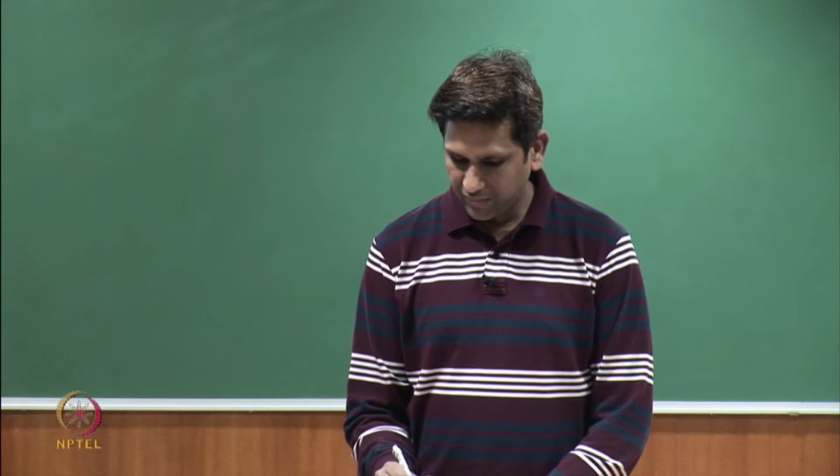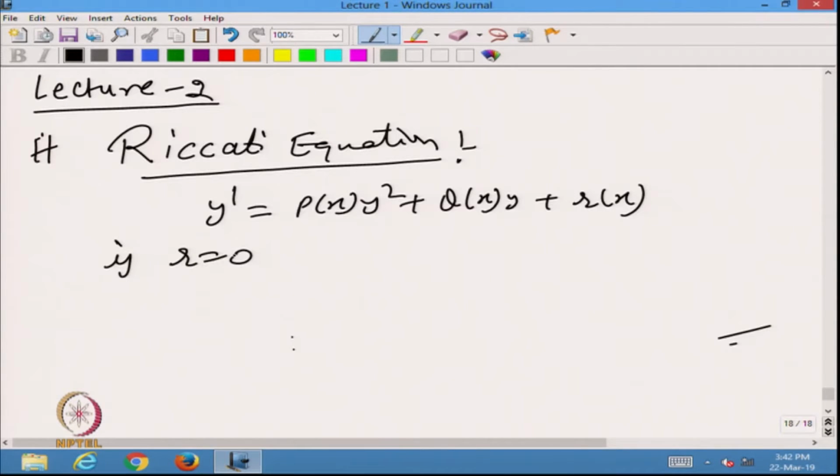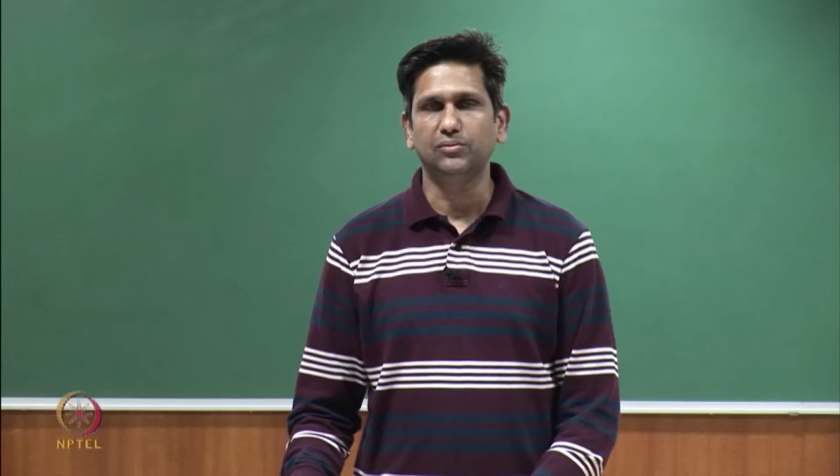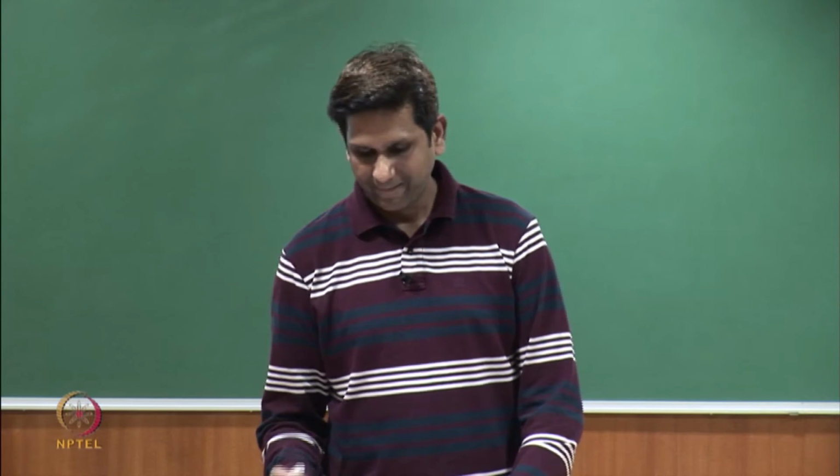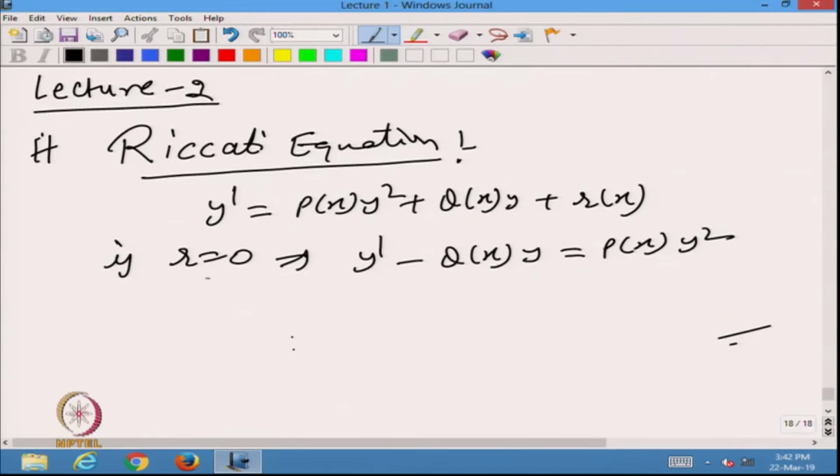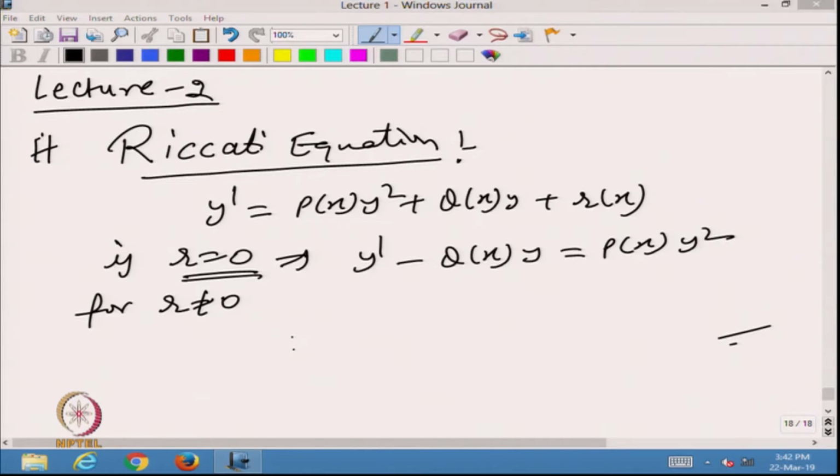Now, if in this equation I put r equal to 0, then the equation becomes y dash minus q x y is equal to p x y square. That is the Bernoulli form with n equal to 2. So, this is the Bernoulli equation for r equal to 0. For r not equal to 0, it becomes nonlinear and we want to solve these equations.